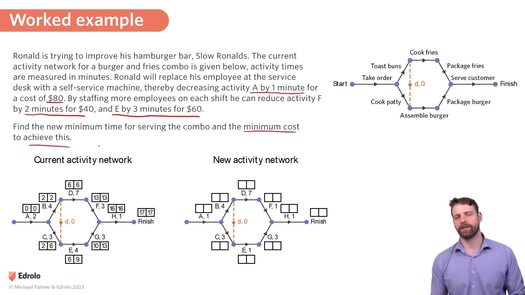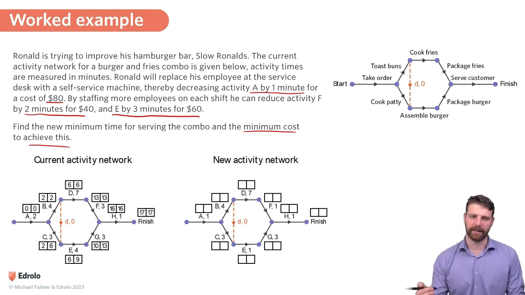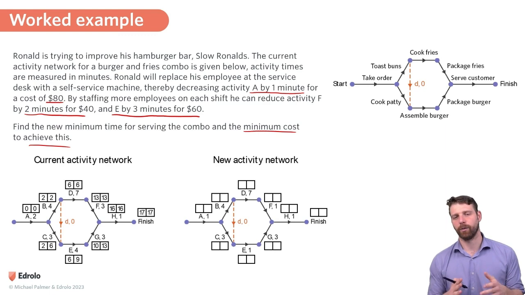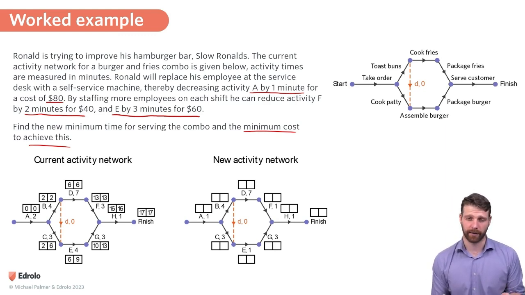Okay, so it's not necessarily that we want to actually do all of these activities. We might want to do the reduction for activity A. We might want to do it for E, and we might want to do it for F. We might want to do it for some of these, not all of these. So let's have a look and see which ones are going to actually reduce the total time. And if we want to do the minimum cost, we only want to choose those reductions that make a difference.